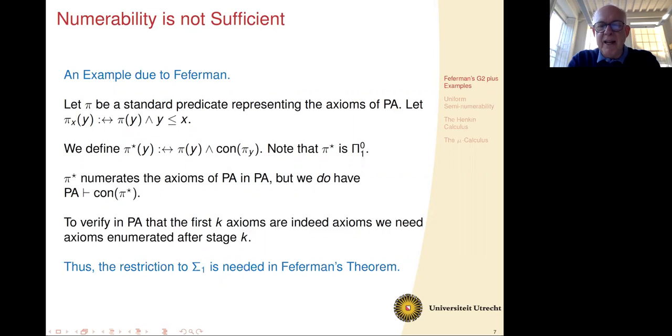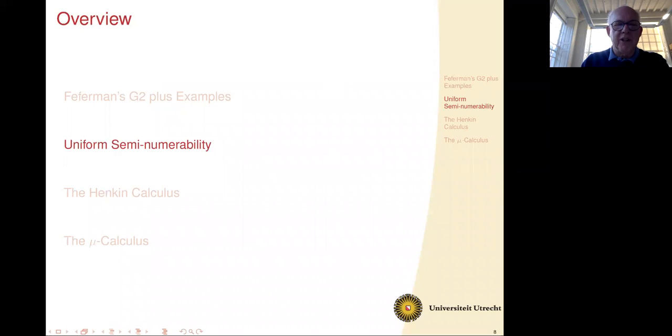It enumerates the axioms of PA, but we do not have the consistency. So why? It's mysterious. How did the Feferman axiomatization escape the second theorem? Well, if you look at what's going on, you see that if you want to verify that the first k axioms are indeed axioms, you need more axioms. So the axioms needed to verify that certain axioms are axioms are more than the axioms whose status you verify. But since we have infinitely many axioms, we can always add axioms to verify that something else is an axiom. So it shows that this restriction to sigma 1 is needed in Feferman's theorem, but it also gives us a hint of how to get this more general formulation.